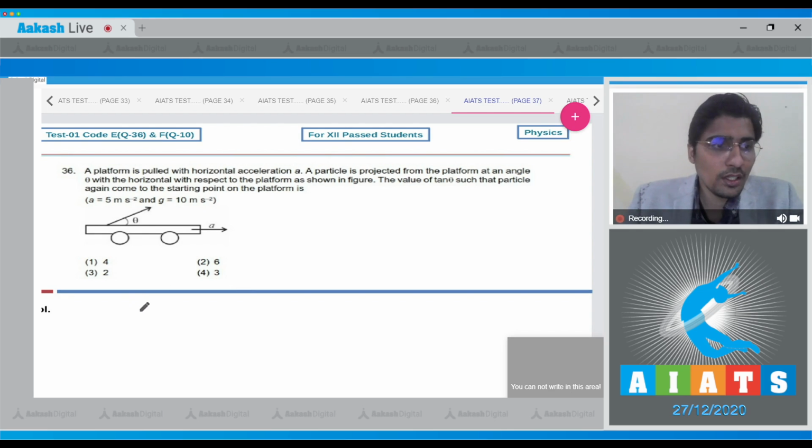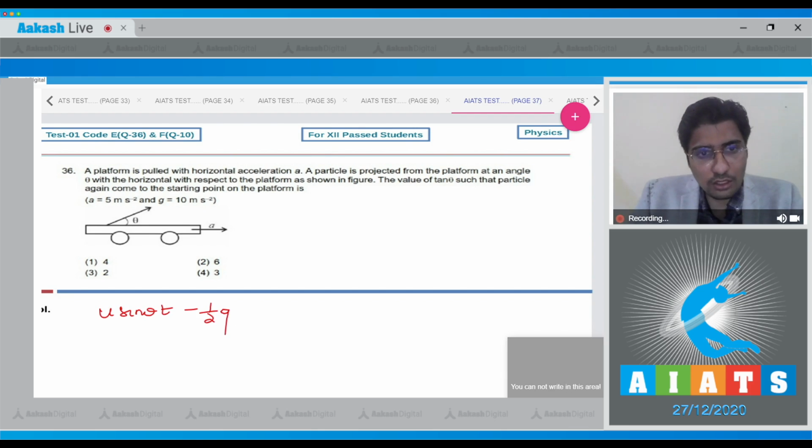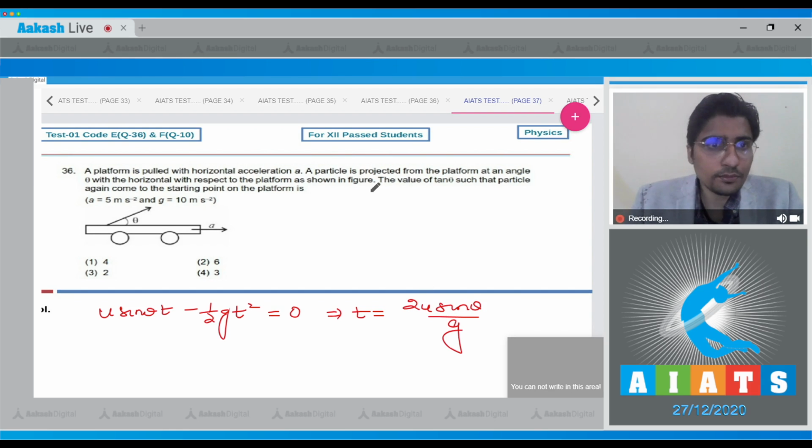Dear student, the motion of the particle from the trolley will be such that the final displacement in the y direction will be 0. We can write from the equation of motion that u sin theta t minus half g t square, that is the third equation of motion in the vertical direction, should be equal to 0. Hence the time should be equal to 2u sin theta by g.